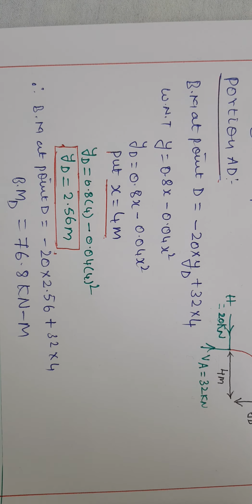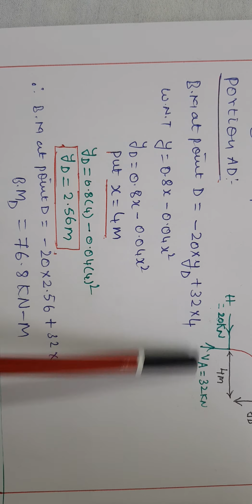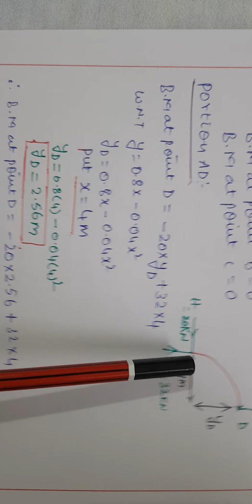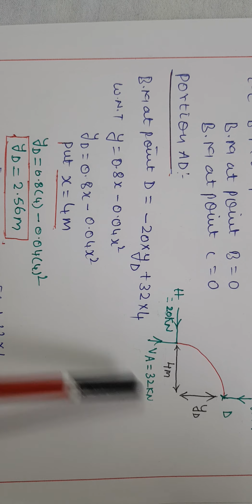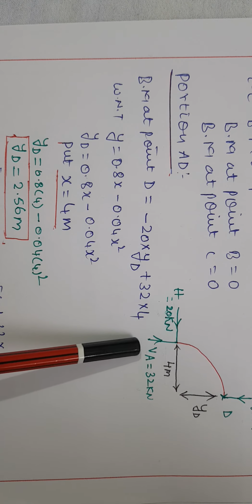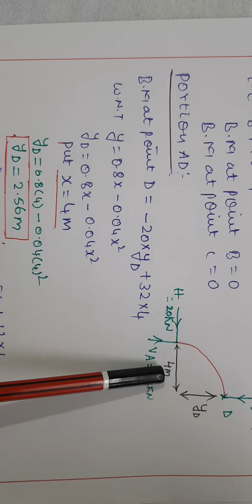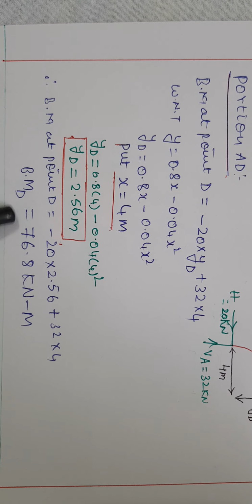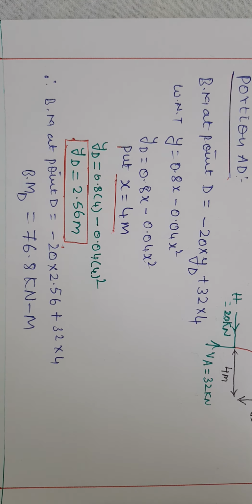So we came to know that the bending moment at point D is 76.8 kilonewton meter. That is horizontal force 20 multiplied by yD, its value 2.56, plus VA, its value 32, multiplied by 4, and you get the bending moment at point D. So that ends one portion, that is A to D.